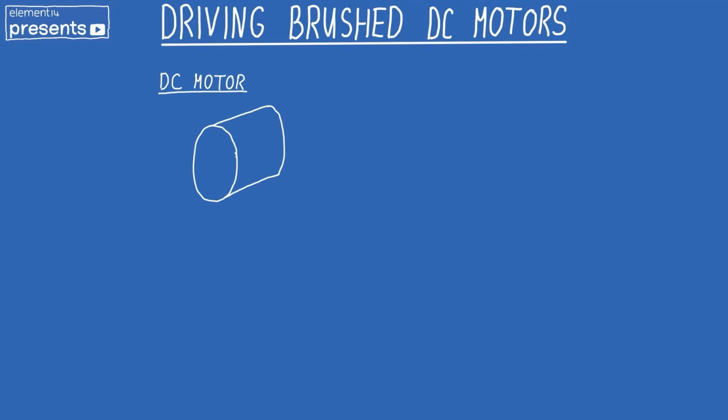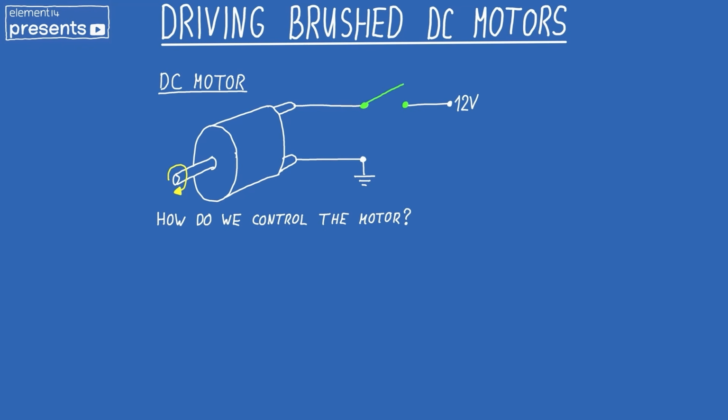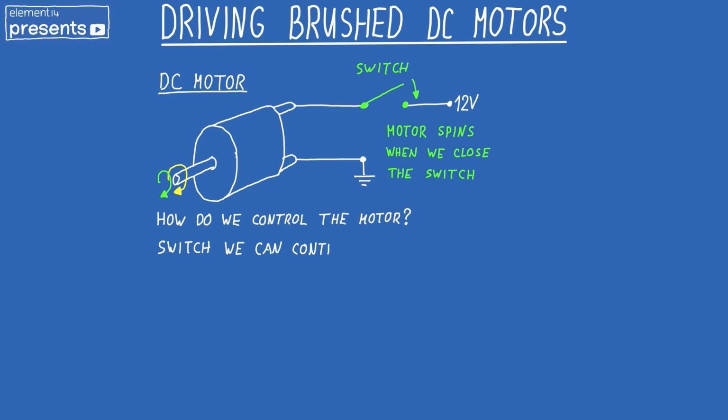Let's look at driving brushed DC motors. The most basic way to make a motor spin is by simply connecting it to a power source like 12 volts. A way to control this more accurately would be closing and opening a mechanical switch. To control this electronically, we have a few options. We essentially need an electronic switch.